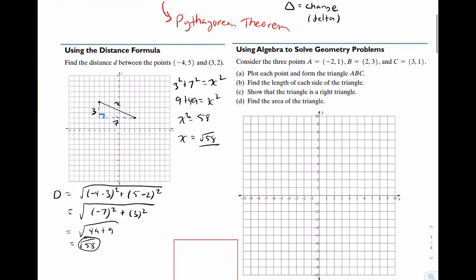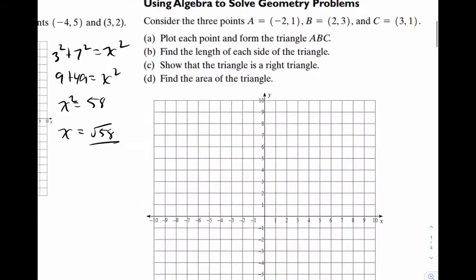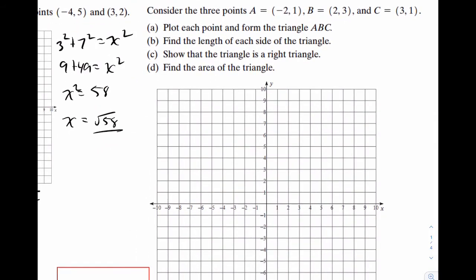So now let's try this formula on a little harder example. There are 3 points given. Let's plot them. We have (-2, 1), (2, 3), and (3, 1). Let's connect all of these. And we're doing that because it says plot each point, and it makes a triangle, which we have. So A is done.